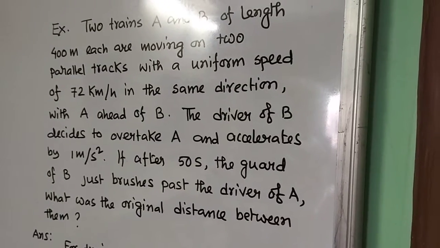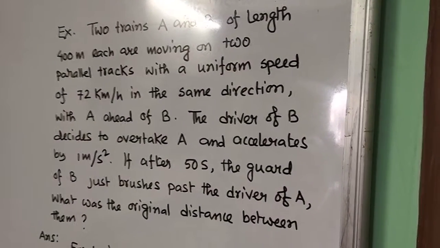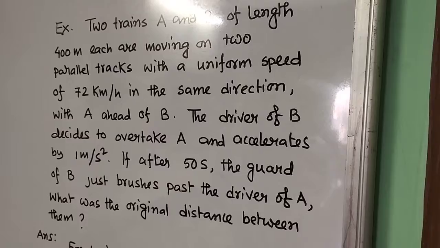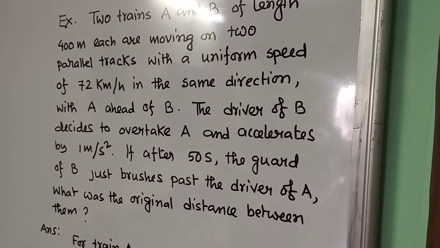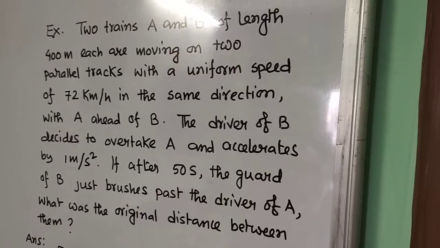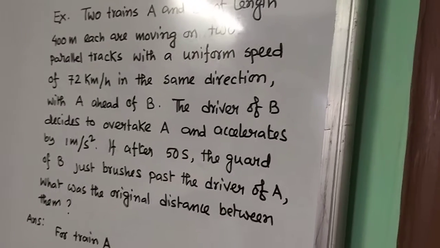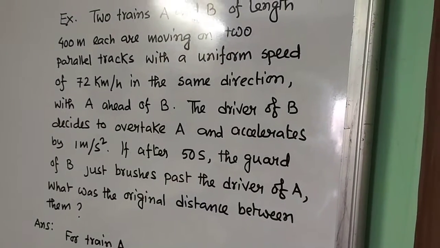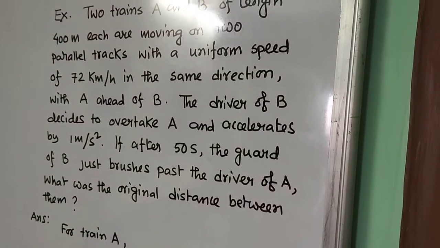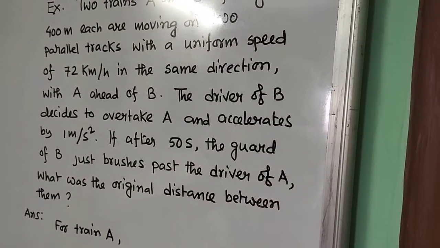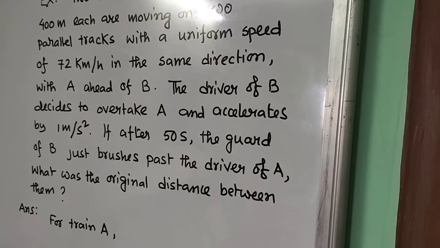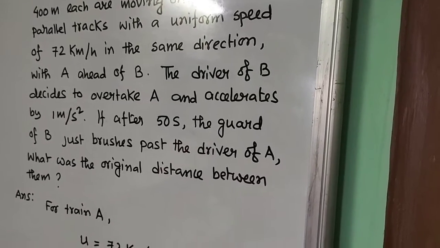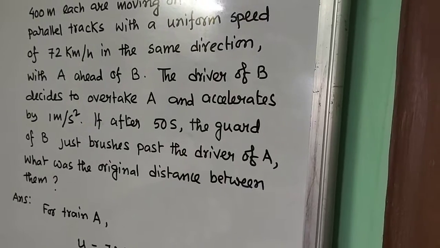So you see two trains A and B. A is moving without acceleration. You can consider acceleration equal to 0 in case of train A. But train B, as it decides to overtake A, has an acceleration a equal to 1 meter per second square. If after 50 seconds the guard of B just brushes past the driver of A, what was the original distance between them?